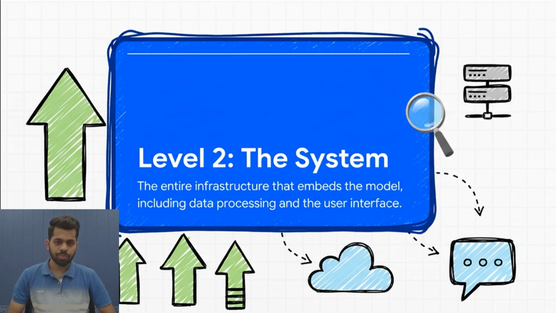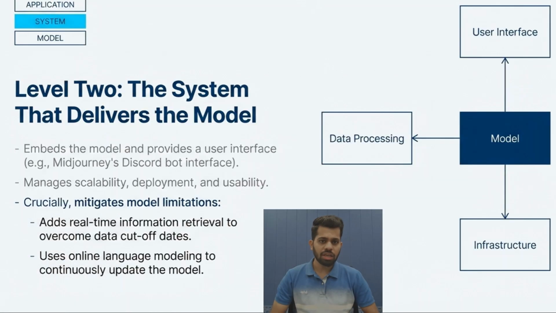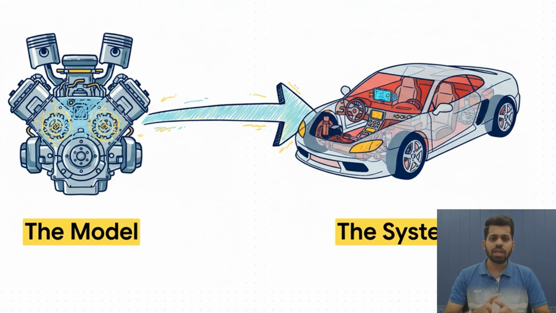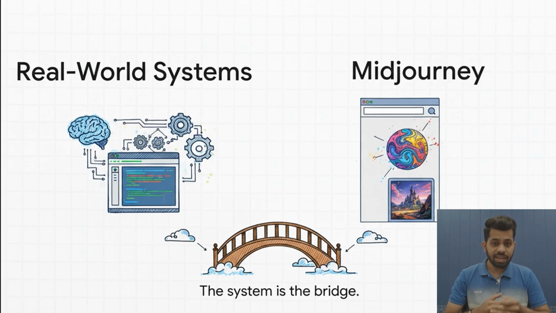Moving on to level 2, the system. A generative AI system contains the entire infrastructure. We are talking about the model itself plus data processing, like handling prompts, and user-facing components and the user interface. The system embeds the model functionality to provide an interface where users can actually interact with it. This augments the model's capability and makes it practical and usable in real-world scenarios. Think about GitHub Copilot, which integrates the Codex model into a system, or Midjourney, which uses a text-to-image model that users interact with through a Discord bot.